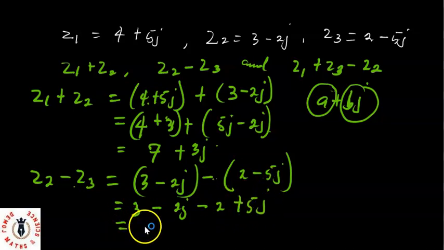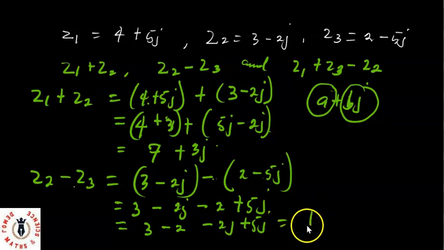So that my expression now becomes 3 minus 2 minus 2j. I brought this minus 2 forward and I'm taking this 2 backward. I'm collecting like terms, plus 5j, which is equal to 1. 3 minus 2 is 1. Then minus 2 plus 5, that's equal to plus 3j. This is a plus here. So I have 1 plus 3j.